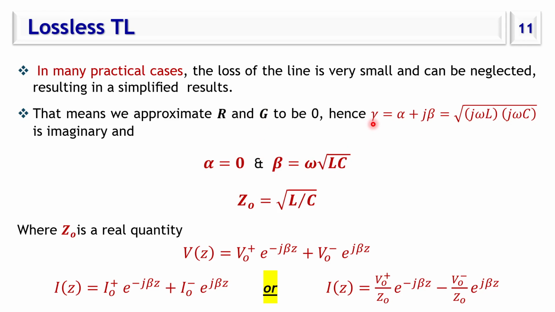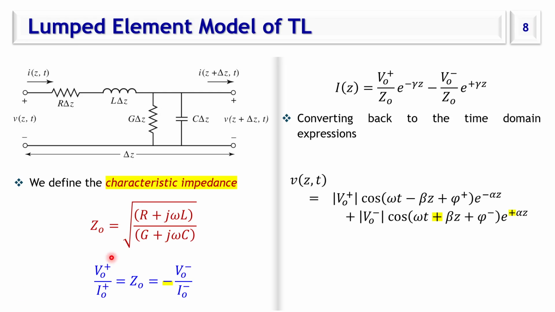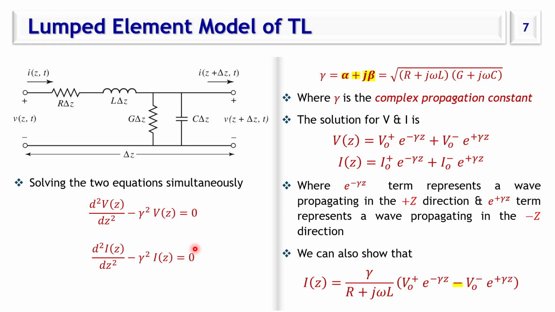And we will end up with gamma equal to the square root of j omega L multiplied by j omega C, which equals j omega square root of LC, so which is j beta, with beta equal to omega square root of LC. In this case, Z naught will be a constant, if we remember. Z naught equals j omega L divided by j omega C, since R and G are set to 0. So we have the square root of L over C, and it is a real quantity.